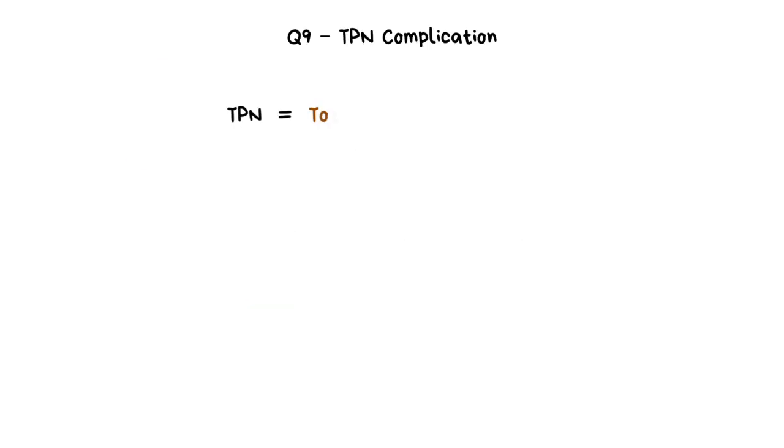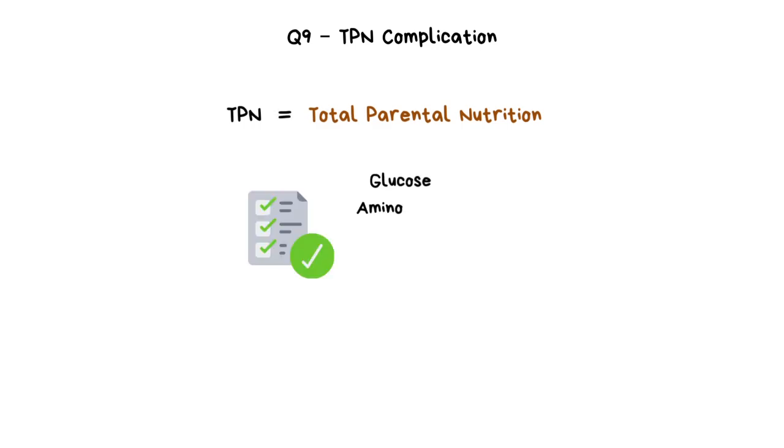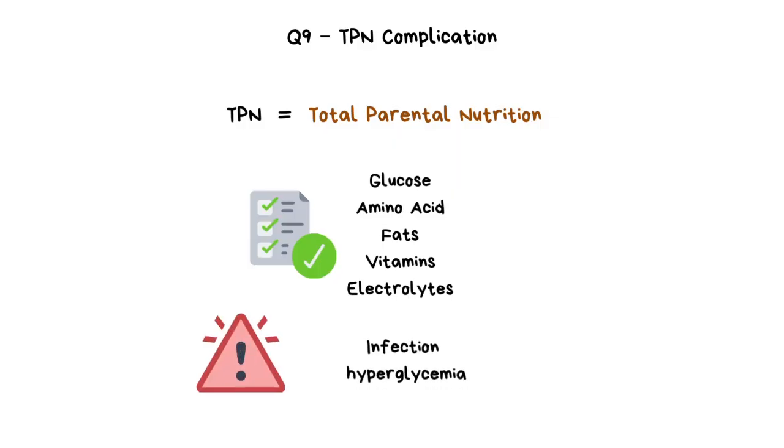This one is about total parenteral nutrition, or TPN. TPN is a method of giving complete nutrition, including glucose, amino acids, fats, vitamins, and electrolytes, directly into the bloodstream through a central line, when the client's GI tract can't be used. It's life-saving, but it also carries major risks, especially infection and hyperglycemia. Let's see if you can pick out the signs of those complications.